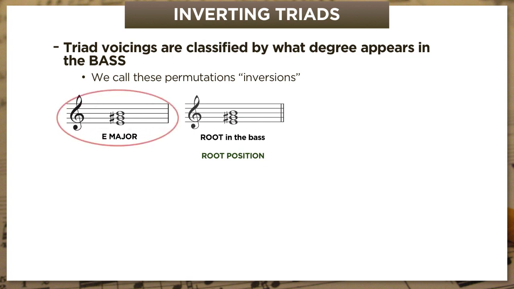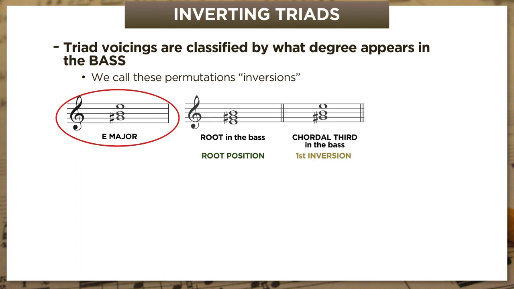When the chordal third is in the bass, we say the chord is in first inversion. That means that the root of the chord will now be in some upper voice. The root is still important, but it's no longer the same as the bass. In root position, the root is the bass. In first inversion, the chordal third is the bass, and the root is in some upper voice. This distinction between root and bass is one to be really clear on because it confuses a lot of students.